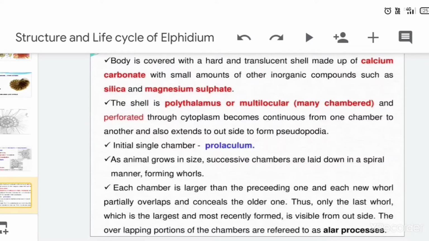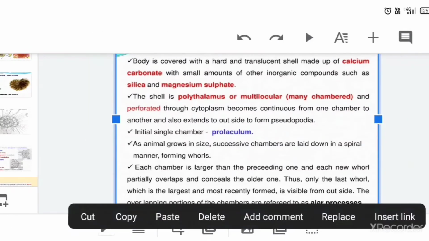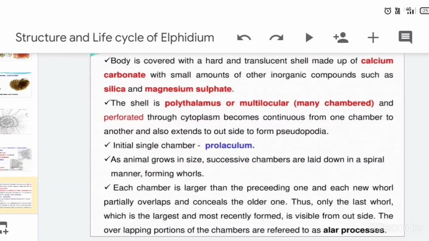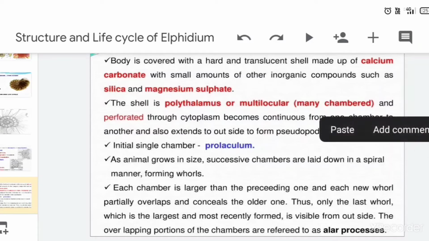The initial single chamber is called the proloculum. As the animal grows in size, successive chambers are laid down in a spiral manner, forming whorls. Each chamber is larger than the preceding one, and each new whorl partially overlaps and conceals the older one. Thus, only the last whorl, which is the largest and most recently formed, is visible from outside. The overlapping portions of the chambers are referred to as alar processes.